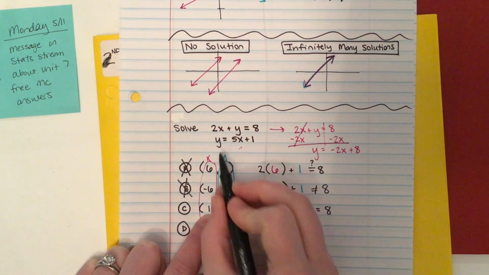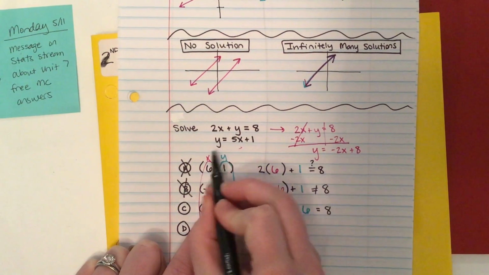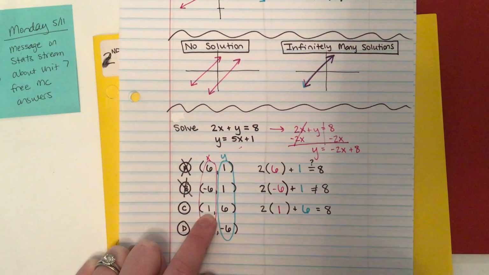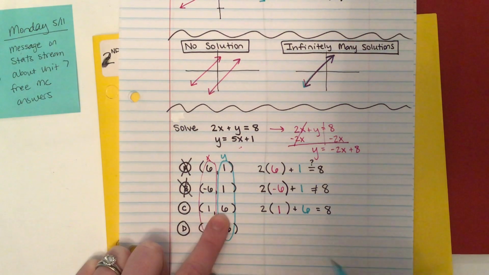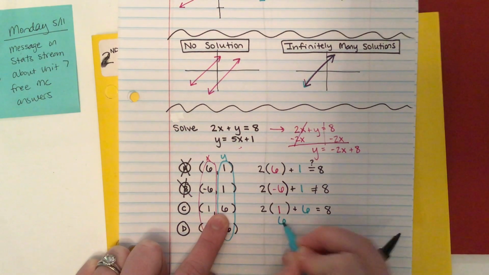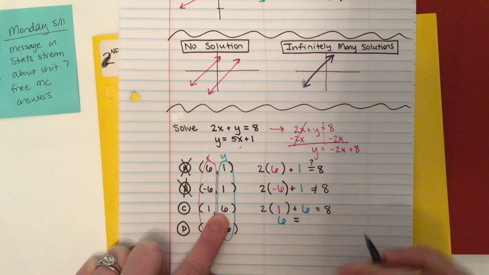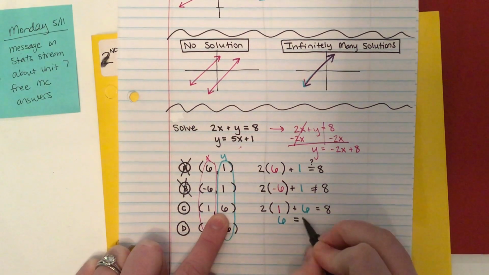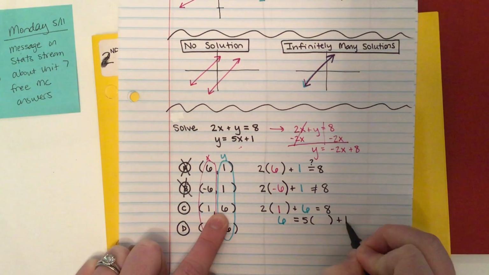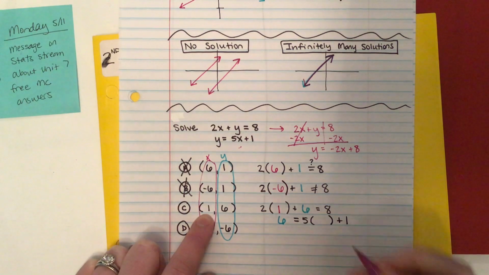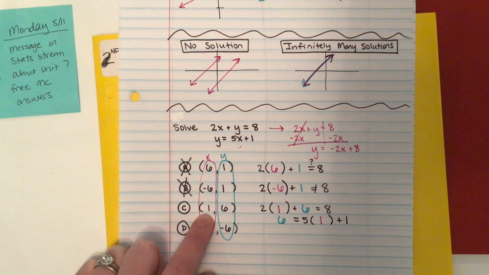So I'm going to take a second and plug it into my second equation now. So y equals, so this is a little bit different. I'm going to plug in the 6, the y, on the left side of the equation. Then we've got the equals 5x plus 1. So 5 times x plus 1, but instead of x, I'm going to plug in the 1 from the point.